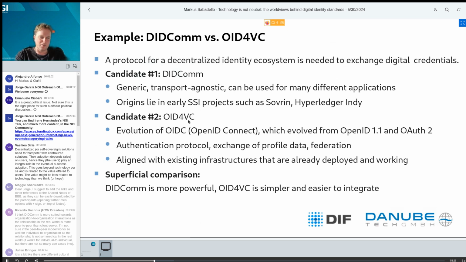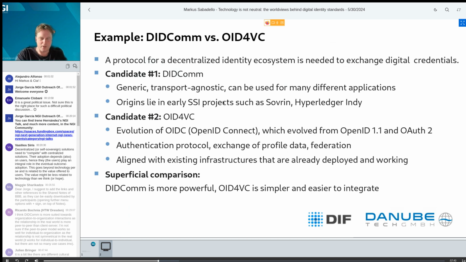OID for VC, so OpenID for verifiable credentials, on the other hand, is an evolution of OpenID Connect, which I already talked about in the beginning, which in turn has its roots a long time ago in OpenID and OAuth. So this is a very successful authentication protocol. It can be used to exchange data. It has been updated, basically. So a set of protocols known as OID for VC have been developed in order to enable digital wallets and the exchange of digital credentials. And OpenID Connect and other OpenID protocols are very widely deployed.